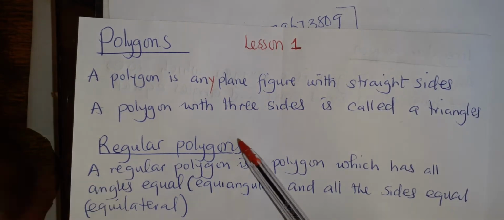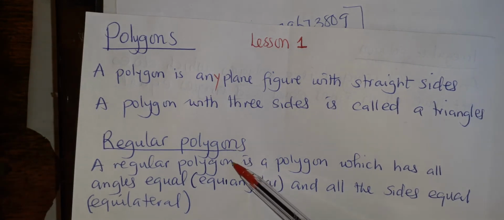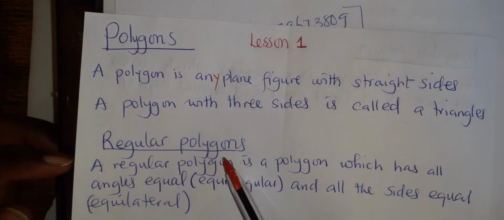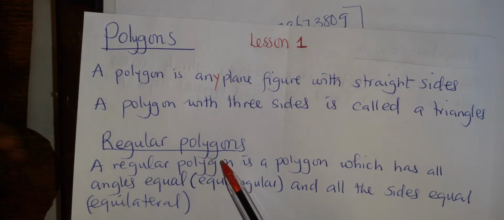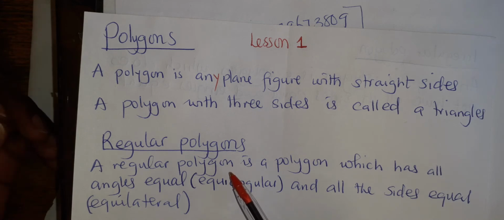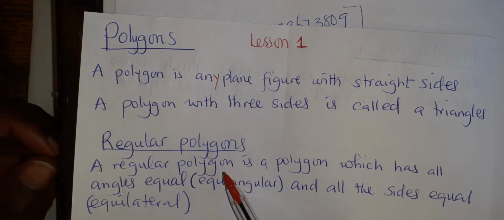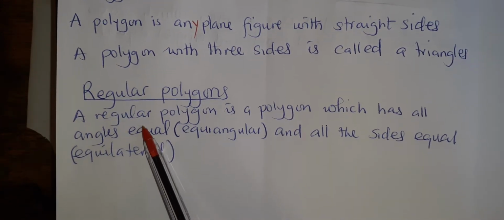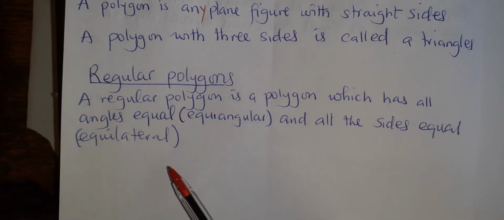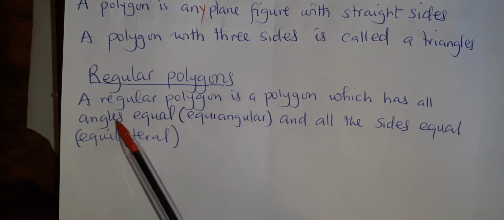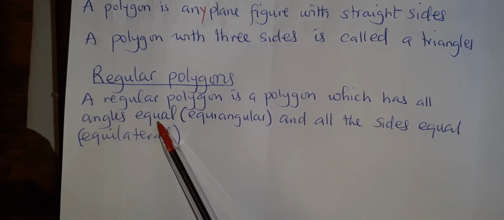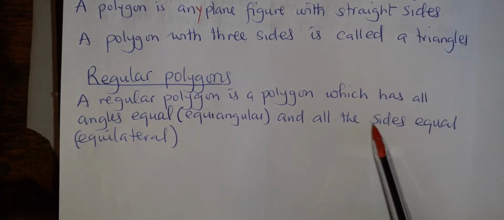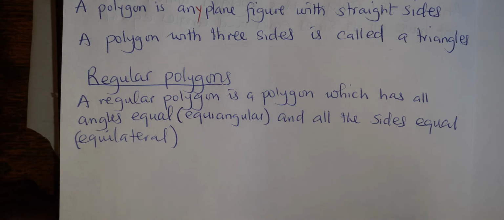Now we've got two types of polygons. We have regular polygons and irregular polygons. Let's start with the regular polygons. What is a regular polygon? A regular polygon is a polygon which has all angles equal, that is equiangular, and all the sides are equal.